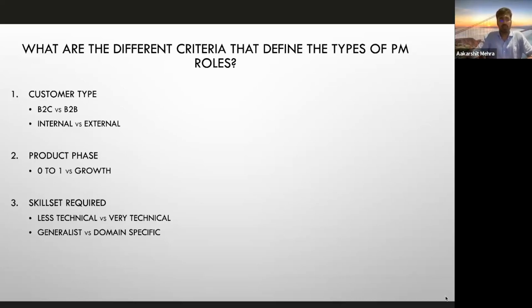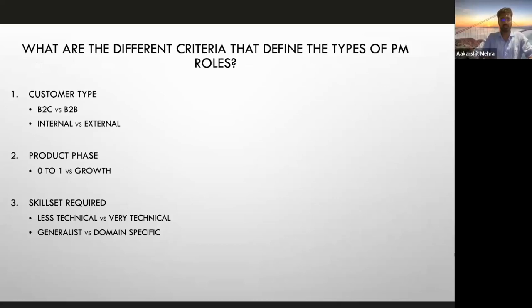Lastly, we'll have a quiz where I'll give you a few examples of different product management roles, and you will have the opportunity to guess which of these criteria or which of these types of roles that particular role fits into.